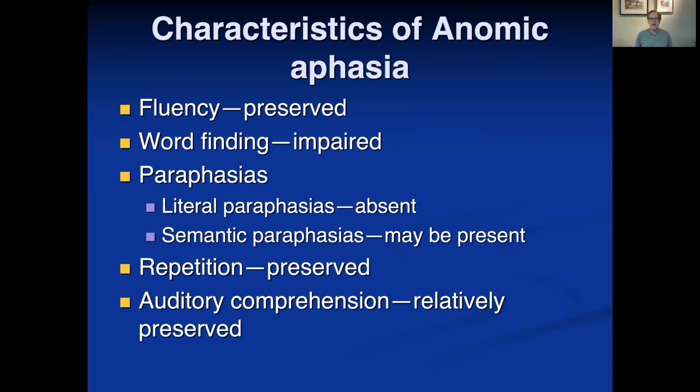Again, I'll give you an example. Would you please hand me that pen, but I really want the pencil? That's a semantic paraphasia. Or would you please hand me that, what is it? Oh, you write with it. That's a word finding failure. It's not a semantic paraphasia. I didn't produce the wrong word. I failed to get the right word. Repetition in anomic aphasia is relatively preserved, and auditory comprehension is relatively preserved.